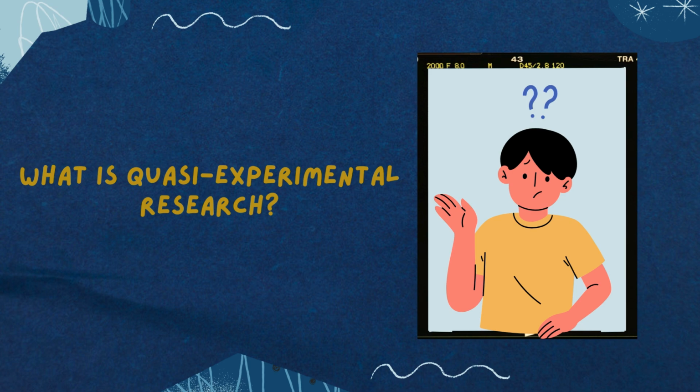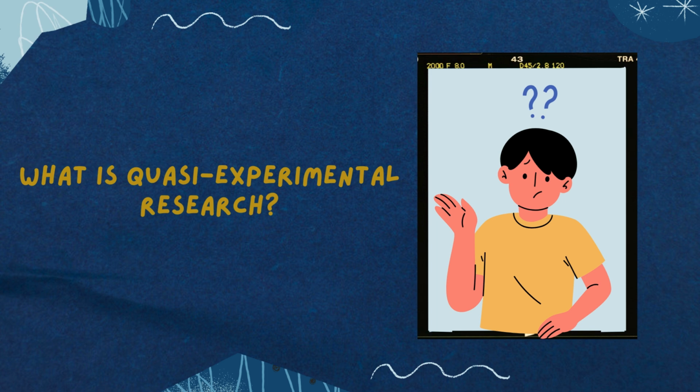Okay, first, what is quasi-experimental research? We can say that it is a form of research where we test a new idea or method without being able to divide students into groups completely randomly. And this is useful in real situations where we cannot change the students in a class or a school easily.